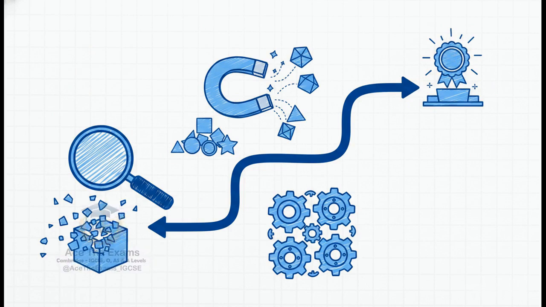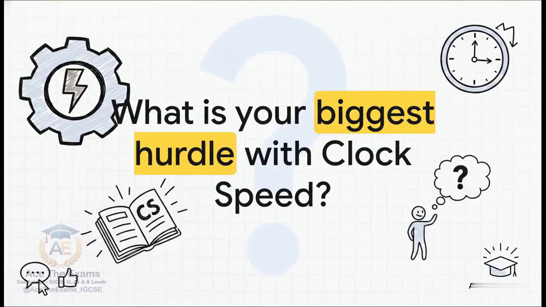And listen, the proof is in the results. Students who implement these computer science strategies see an average improvement of 2 grade boundaries, but only if they practice consistently with our weekly videos. As we wrap up our analysis in this explainer today, I want to leave you with a direct question. When you look at your past papers, what is your absolute biggest hurdle when dealing with clock speed and evaluating computer performance? Take this blueprint we just built, pull up a past paper right now, and start applying it today.